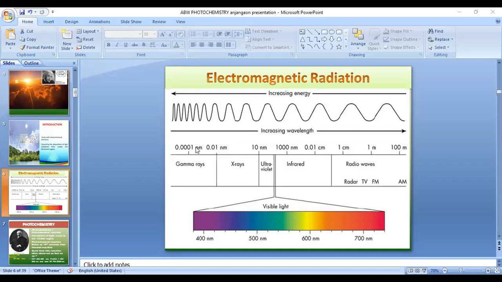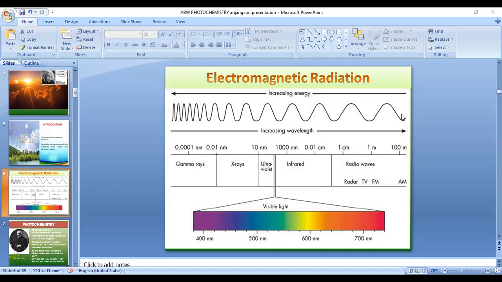If you consider the gamma ray, we can see here their wavelength is very close. So we can say there is a small wavelength, and wavelength is inversely proportional to energy. Wavelength is small means their energy is high. So gamma ray has higher energy and small wavelength. If you move from this gamma ray to this radio wave, we can see here the wavelength goes on increasing.